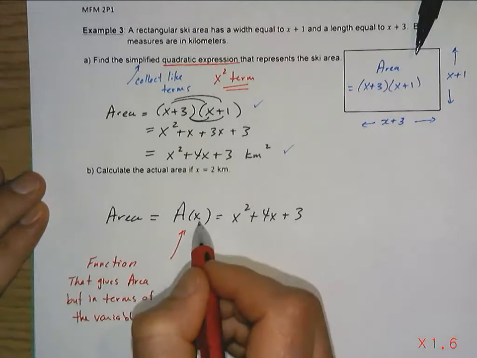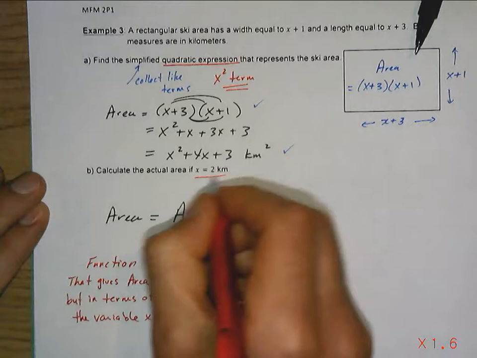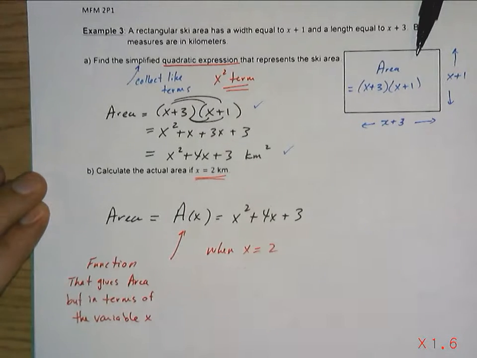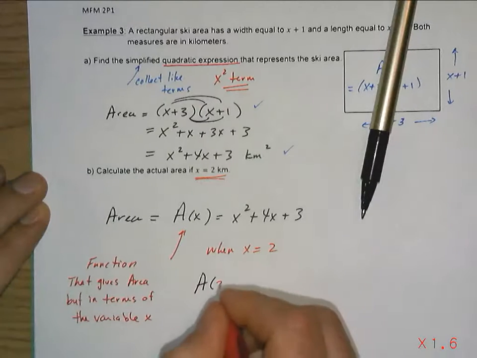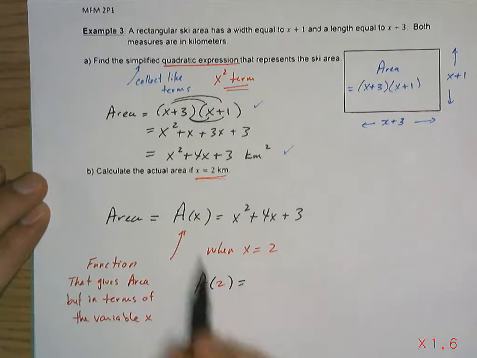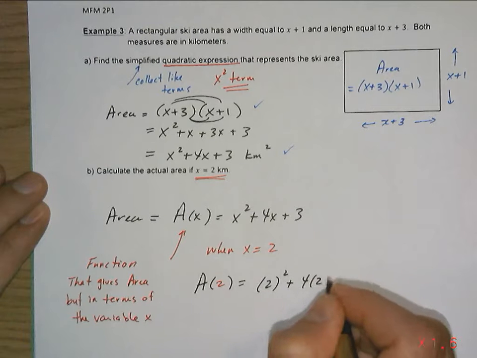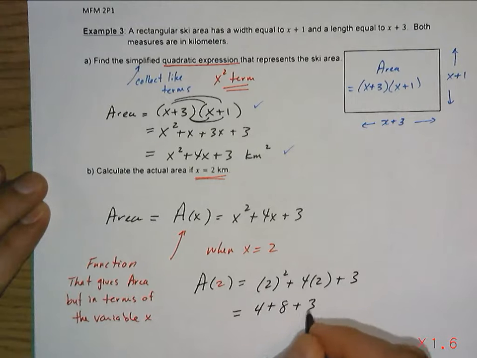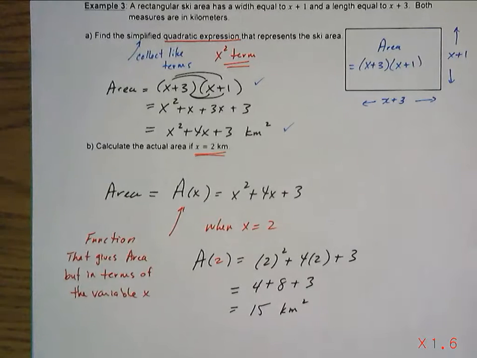Okay? So that's what this means. It's a function of area in terms of x. So if I know x, then I can determine the area. And in this particular case, they're telling me that x equals 2 kilometers. So in this case, when x equals 2, what we get is area of 2, which means that instead of x, we put in 2 everywhere. So it's going to be 2 squared plus 4 times 2 plus 3, which means the area will be 4 plus 8 plus 3, which is going to be 15 kilometers squared. And that's how we would use this expression to calculate the area.